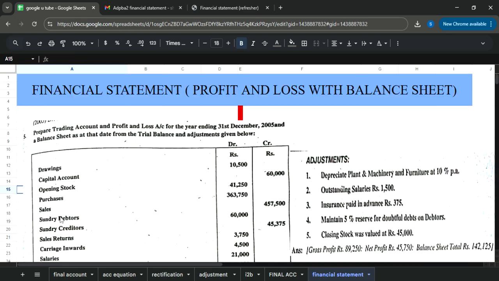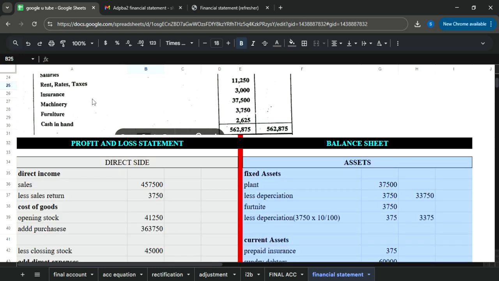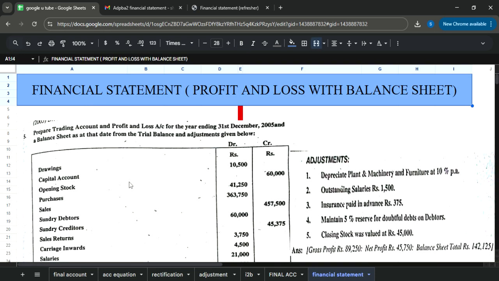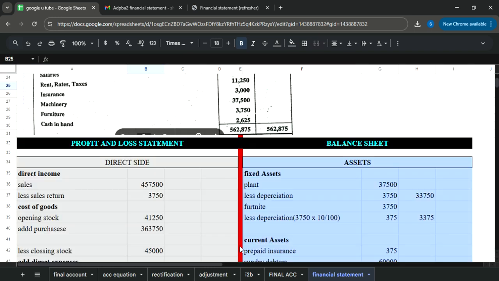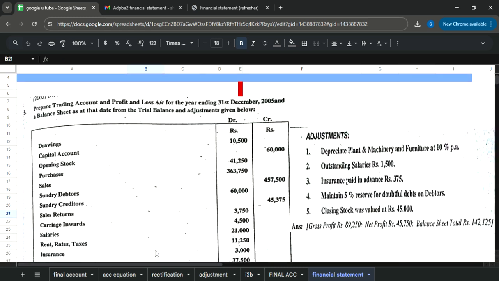Alright guys, carriage in 4500, a direct expense. We have space over here. Carriage in. Let's see how much amount. Carriage inward is 4500. Put 4500 in front of carriage in. After carriage in we have salaries.